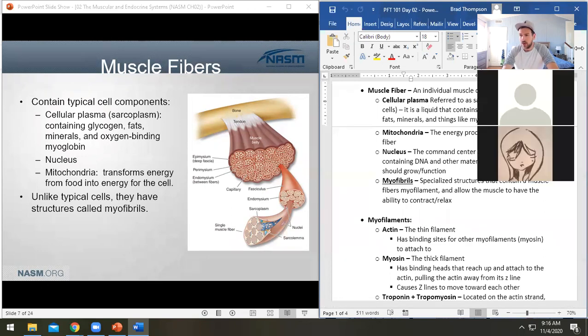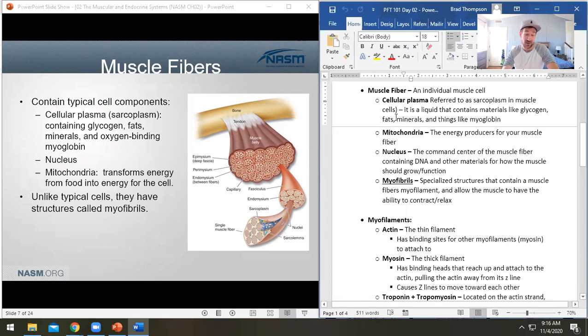Any questions so far? You guys feeling good? No, I'm good. Awesome. All right, let's take a look at the muscle cells. I kind of got a little carried away because I'm caffeinated and high energy right now, and so I stayed up too late.